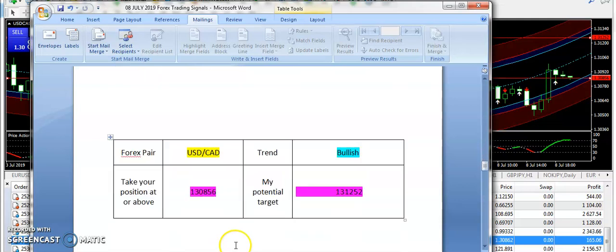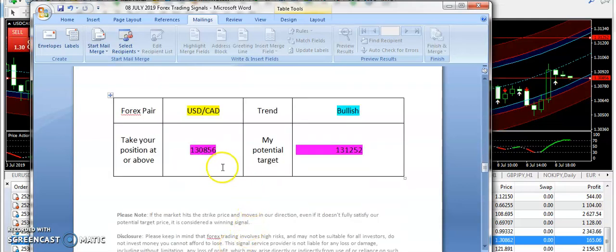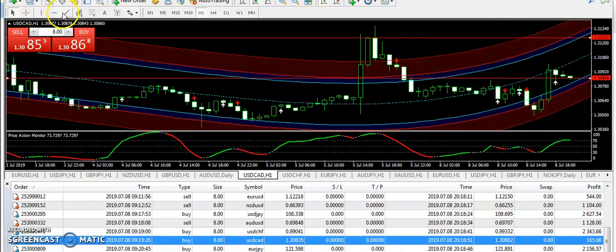Okay, now let's talk about the USD Canadian dollar. So guys, this signal is on the way. 1.30856 is the bullish entry and 1.31252 is the target price. The levels are already drawn on my chart, and you can see the market is making the bullish pattern. We have a very good bounce from here, and the market is staying above the entry. So if it goes higher, then it can reach up to 1.31252.